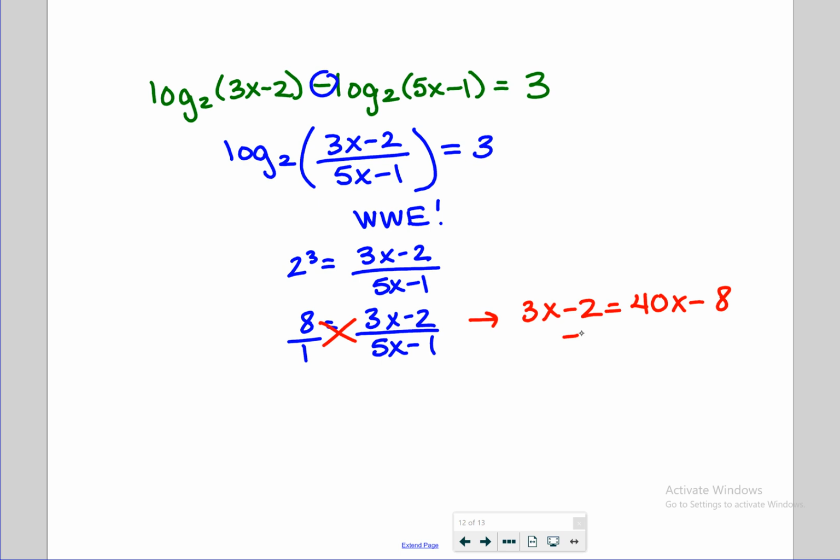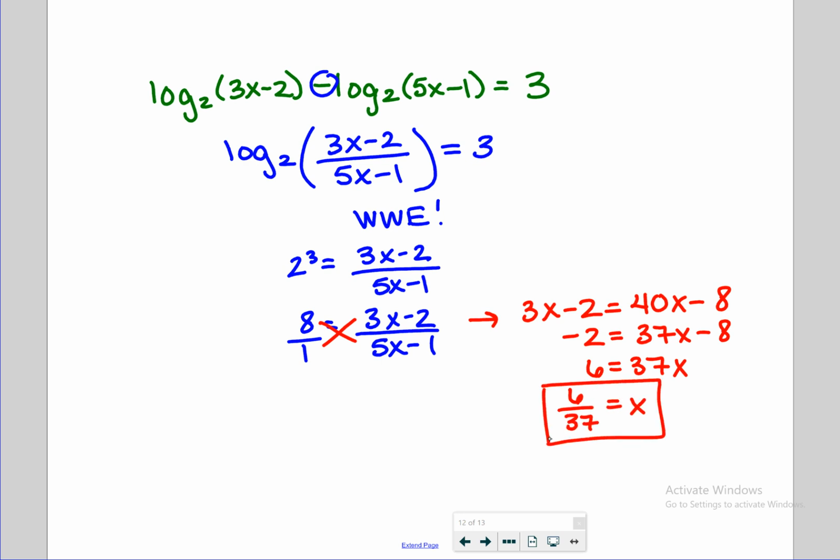And then we can solve, we just have a linear equation here. So let's see, I will subtract my 3x over, that'll give me a 37x. I will add 8, that'll give me 6 equals 37x. And then divide by 37. So 6 37ths equals x.